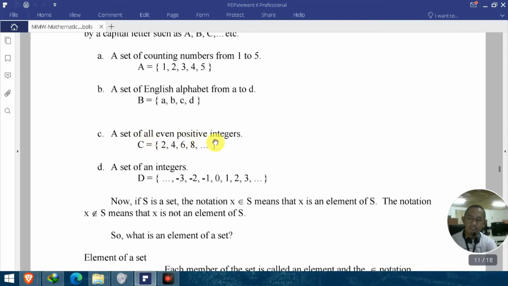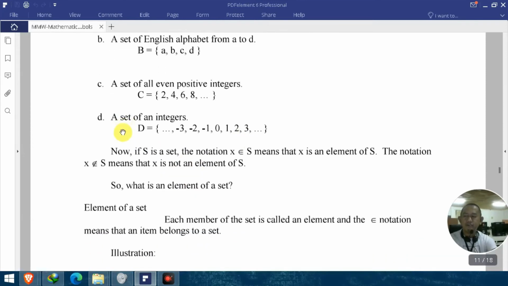A set of all even positive integers, so positive, not negative. So, 2, 4, 6, 8, then three dots, an ellipsis, and so on. So, we have set C, which has elements 2, 4, 6, 8, and ellipsis, and so on. We have the set of integers, D. It is all the negatives and positives without any decimal value. Puro whole number lang, pero may negative.